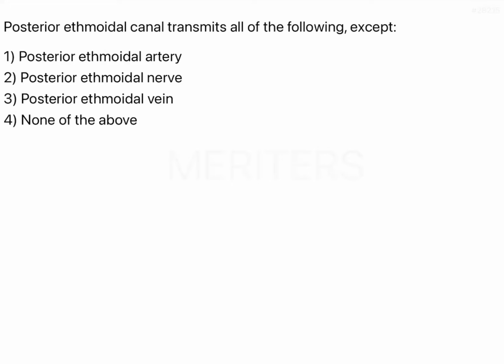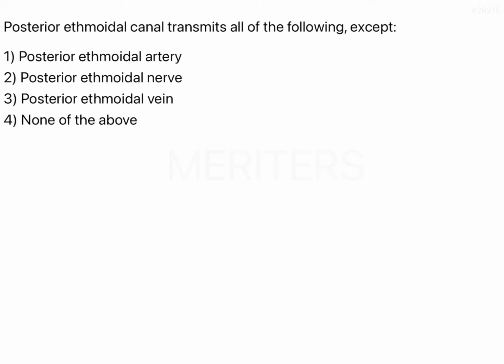Posterior ethmoidal canal transmits all of the following except: the options are posterior ethmoid artery, posterior ethmoidal nerve, posterior ethmoidal vein, none of the above. Now this is a kind of advanced question actually, and before we get into the depth of this question, we should try to understand the relation of the ethmoid bone with the orbit, right?